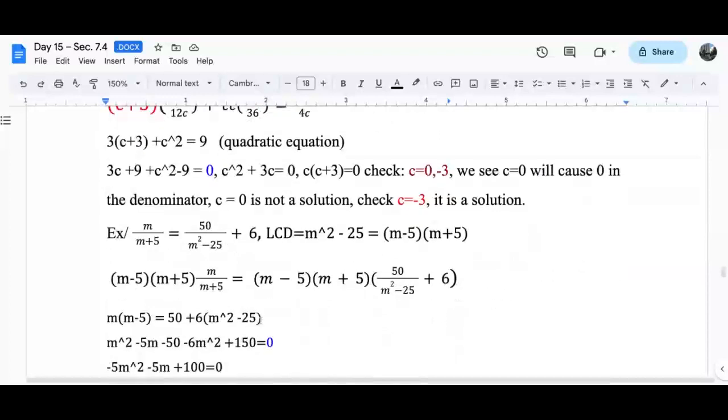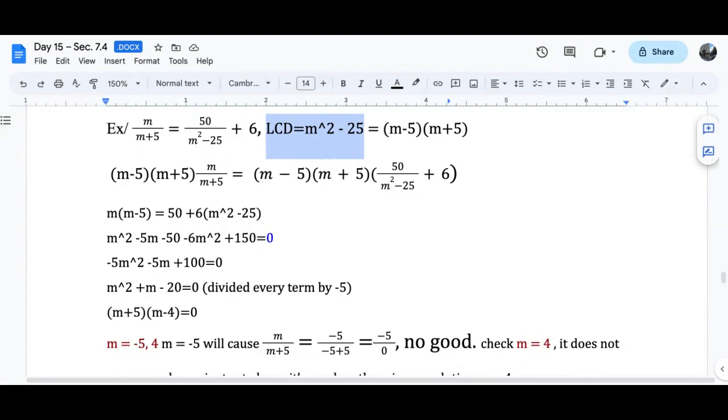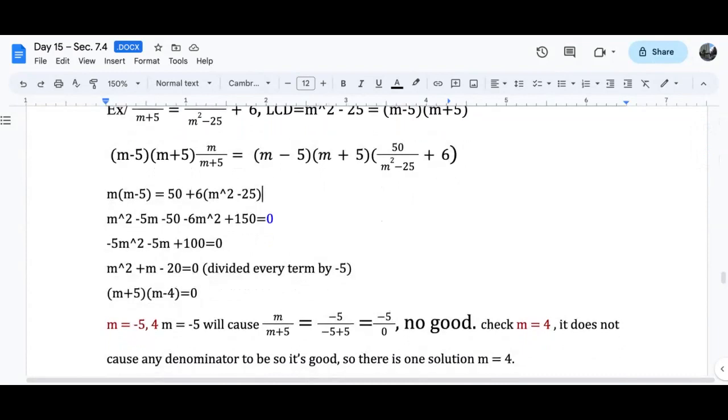Okay, let's see this one. The denominators are m plus 5, m squared minus 25, and 6. The denominator of 6 is just 1, right? So the LCD, again, is the difference of two squares, m squared minus 25, which is m minus 5 times m plus 5. We multiply both sides by m minus 5, m plus 5.